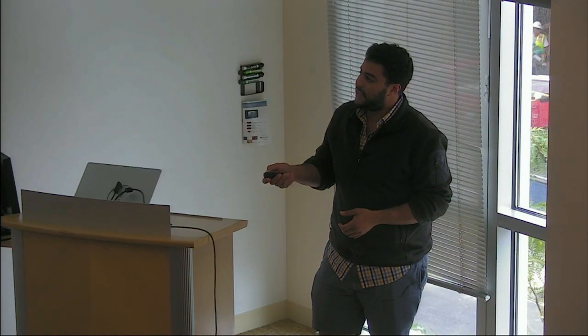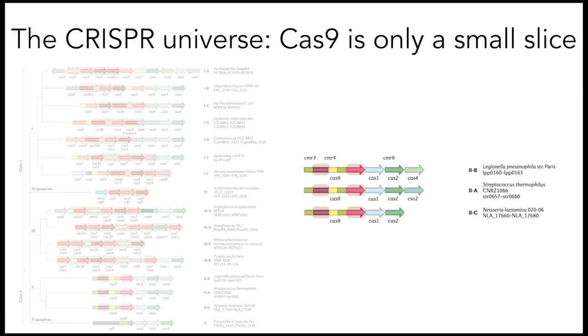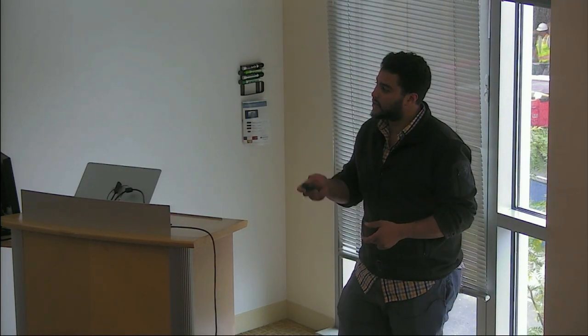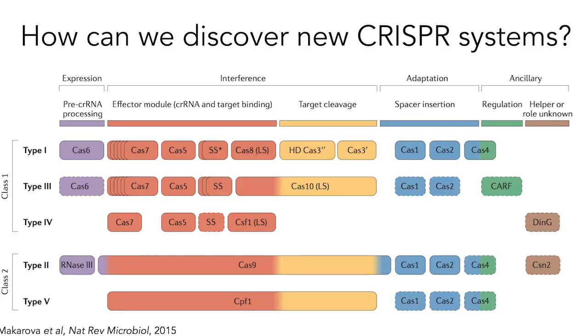CRISPR systems are diverse, and Cas9 is actually just a really small slice. I think you spent the past couple hours learning a lot about what Cas9 can do, and it's really powerful. But there are a lot of other types of CRISPR enzymes, and they're pretty complex. They're made of many different types of subunits, and a lot of these have not gone beyond bacterial cells because they're too complex to use in mammalian cells. But a couple years ago, we had this question about whether we could find more systems like Cas9 that have just a single protein, are much simpler, and could have new biotechnological applications.